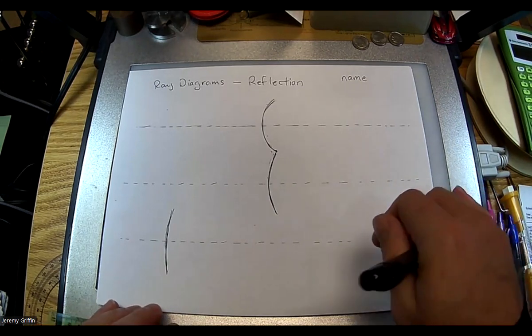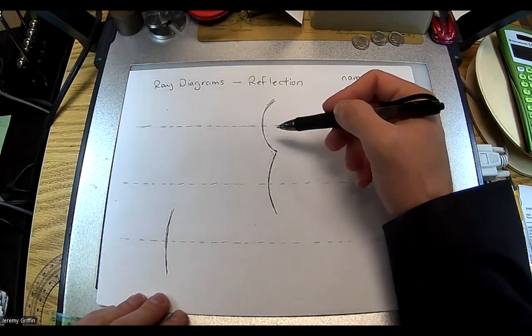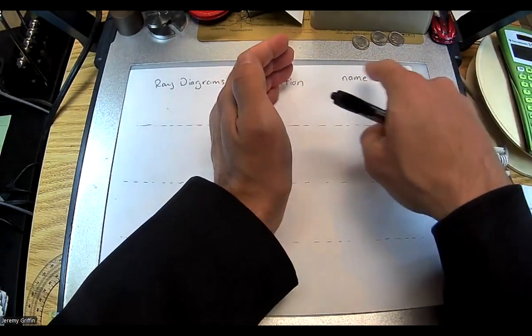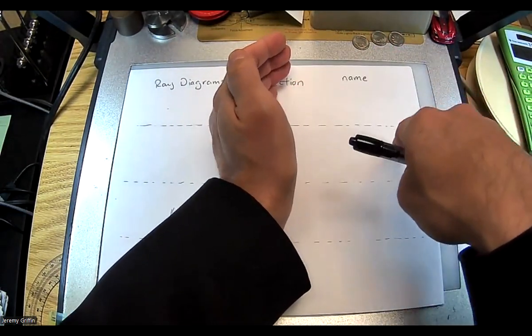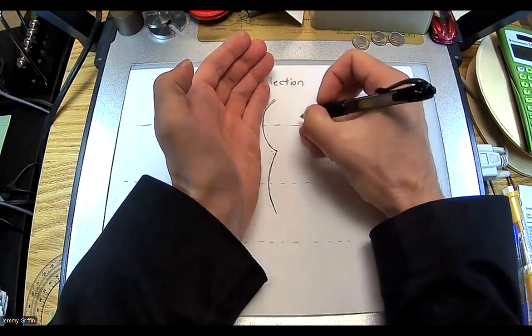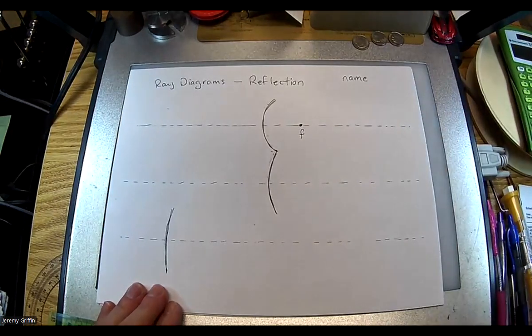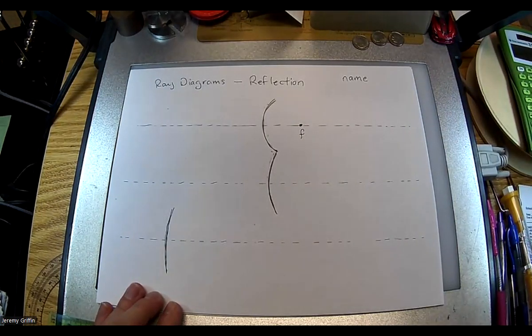Now, remember how we're sort of defining how curved something is with the focal point and the focal distance. So hand in hand with that, if it's really curved, this is part of a large spherical surface. This might be the center of the circle, and halfway from the surface to that point is the focal point. So I'm going to put a focal point right about there. Call it F for focal point.